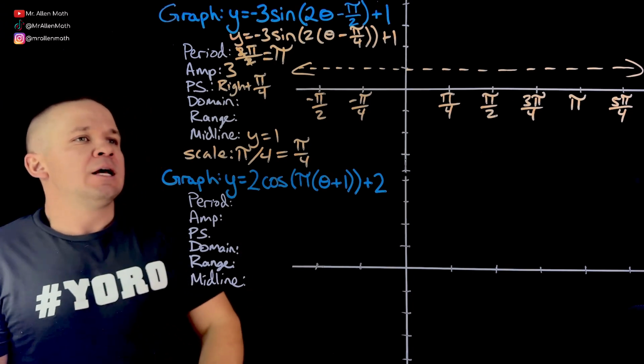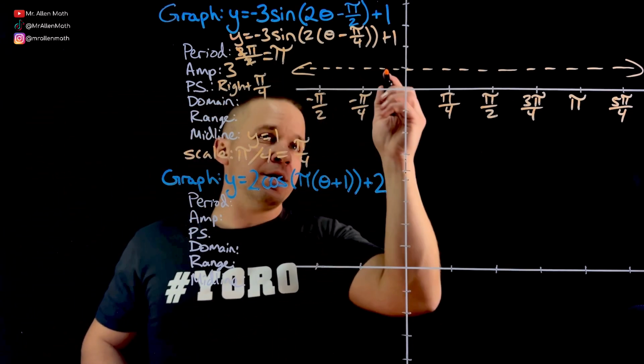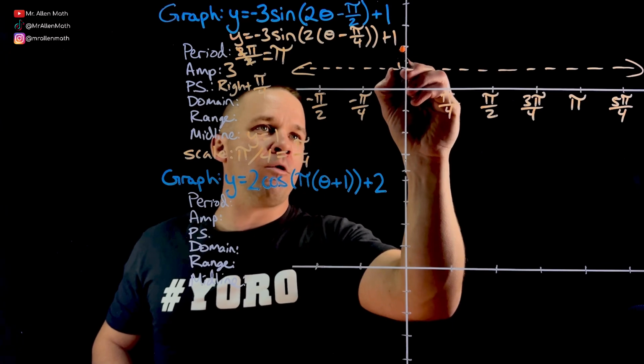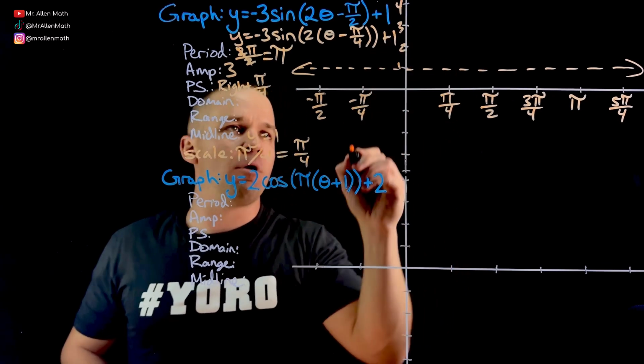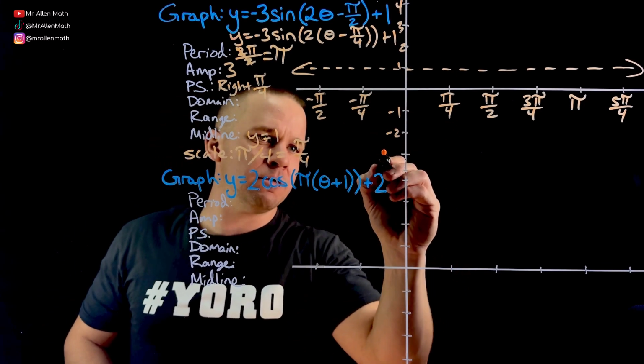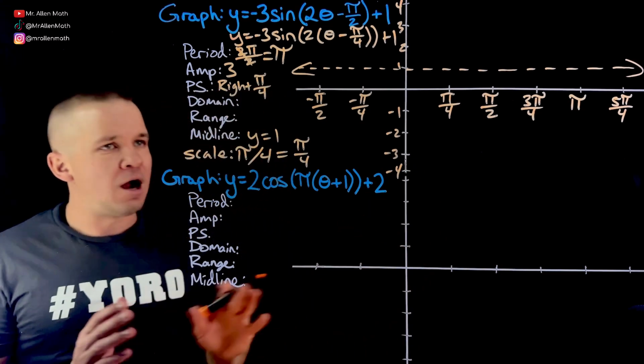All right. Next up, let's see here. We'll just go by ones here on our scale on up. 1, 2, 3, and 4. Here's going to be -1, -2, -3, and -4. All right, there we go.